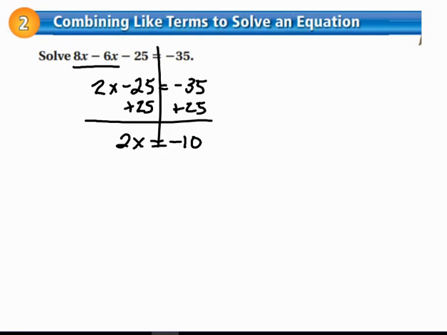What has been done to the variable? It's been multiplied by 2. What is the opposite of multiply by 2? Divide by 2. So x equals negative 5.